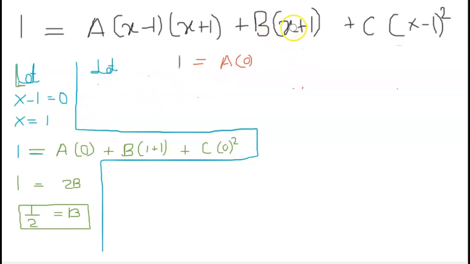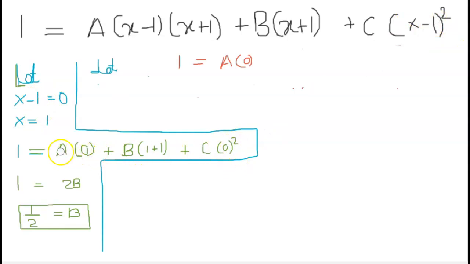Okay, now this is x plus 1. Now for the value of x, I'm putting 1. So b times (1 plus 1), that will be b times (1 plus 1) here. Now then for c, x minus 1, I put 0, so instead of that one, I'm just going to put 0 squared.